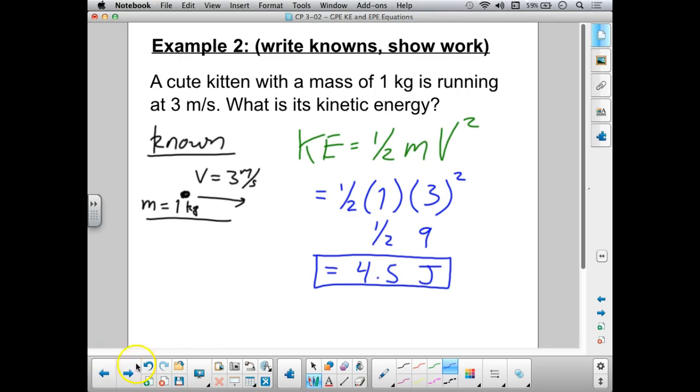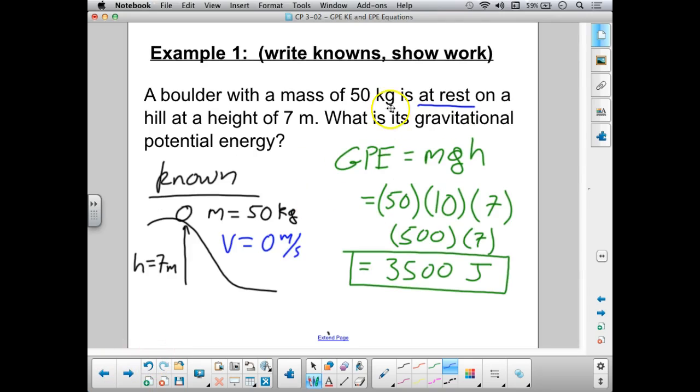And now we can make a comparison. Only 4.5 joules of energy for this tiny kitten, moving along at 3 meters per second. Notice that this 50 kilogram boulder at a height of 7 meters has 3,500 joules of energy. So even though this boulder isn't even moving, it's not doing anything, it has a lot more potential to cause change than the kitten. And why does it have that? Its mass is much bigger, and it's at a great height.